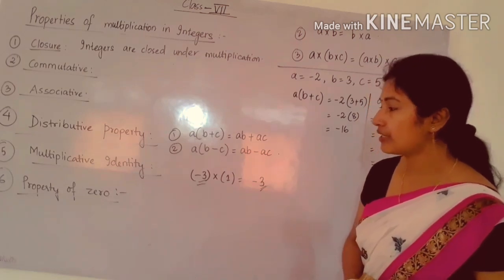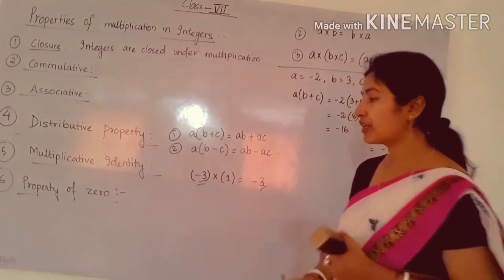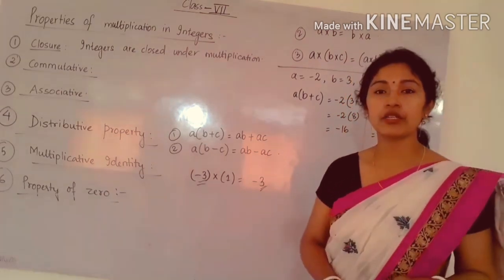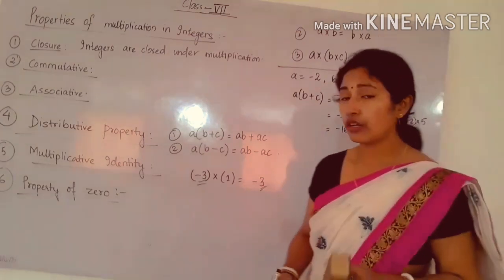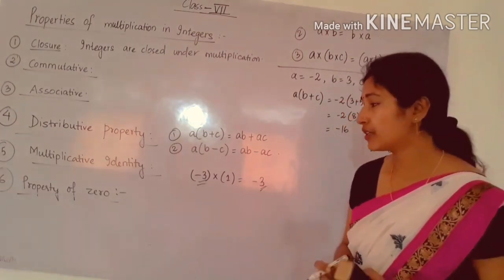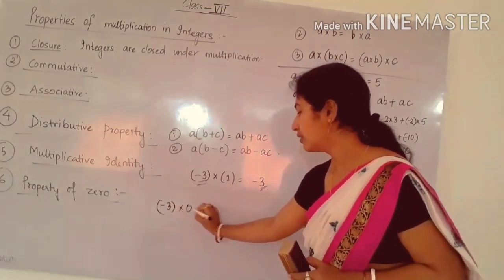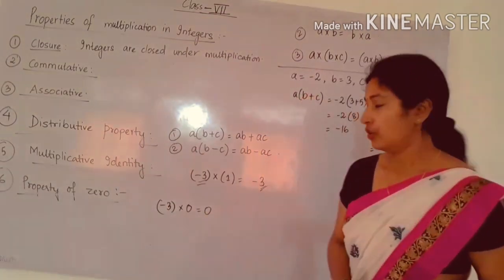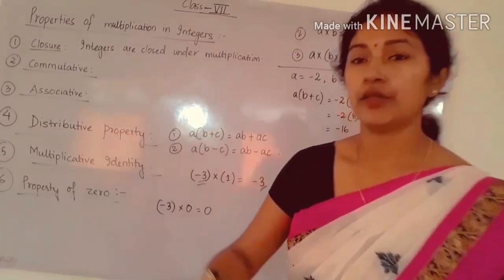So the next property is the property of 0. What is the property of 0? Whenever we multiply 0 to an integer, we will get 0. For example, minus 3 into 0 will be 0 again. So this is all about the properties of multiplication in integers.